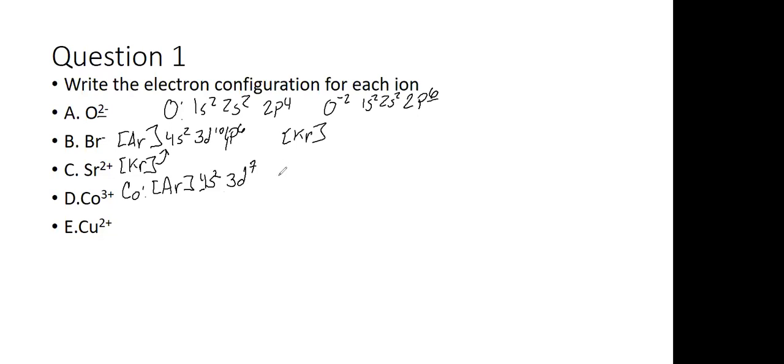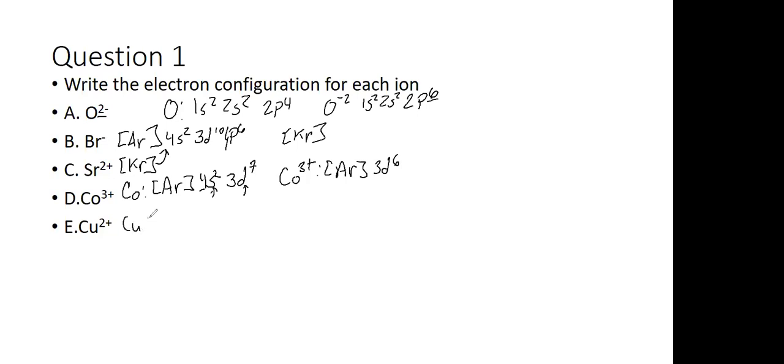So for 3+, we lose 3 electrons. So it's argon, 3d6. We lost 2 from the 4s orbital and 1 from the 3d orbital for a total of plus 3 lost. And copper 2+ is the same idea, right?